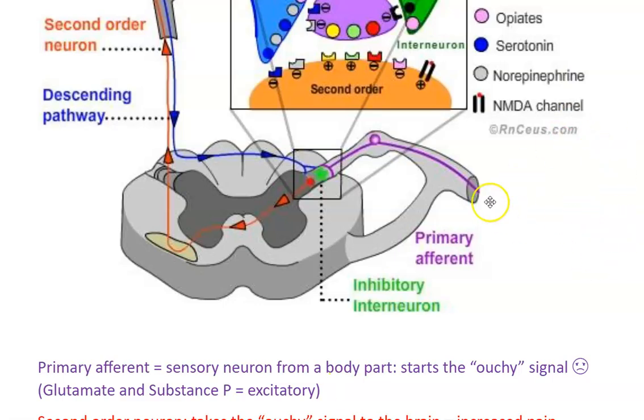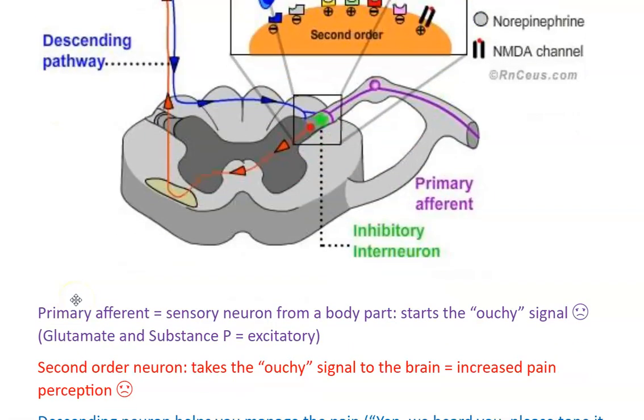So that information comes in, and now it's activating the information in the spinal cord. It's because you need to do something about it. And that information is activating what we call this second order neuron that's going to send the information to the brain. So that second order neuron takes the ouchie signal to the brain, and then you feel the pain. So your pain perception is increased. You are notified that you did something to hurt yourself.